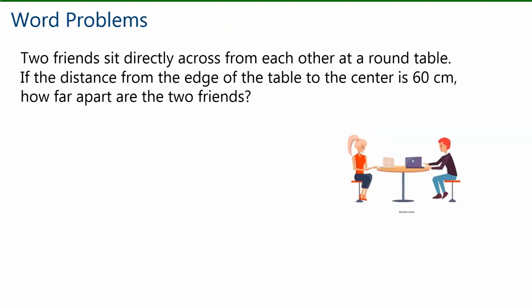Now let's have a look at this word problem. It says, two friends sit directly across from each other at a round table. If the distance from the edge of the table to the center is 60 centimeters, how far apart are the two friends? So we're not directly told what the radius or the diameter is. We have to figure that out from the context.